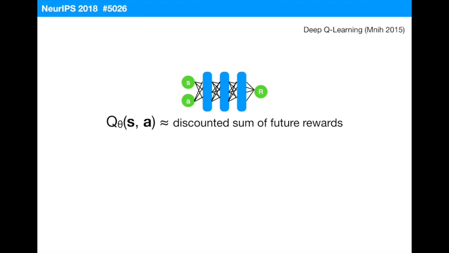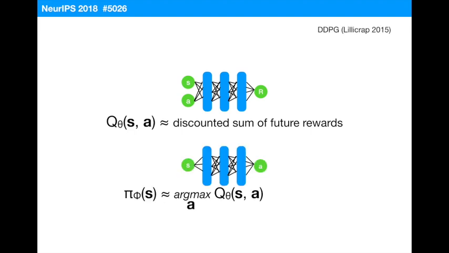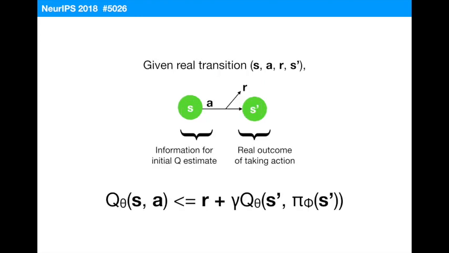Deep Q learning uses a deep neural network to approximate the total future reward of taking an action. Once such a Q function has been learned, we can construct a policy by taking the action which maximizes the Q function in any given state. DDPG expands this to continuous action spaces by learning a neural network policy that computes an approximate maximum for our Q function. In order to improve our Q function's estimates, we sample interactions from the real environment and update our prediction of the return for each state-action pair to be more similar to the observed return.